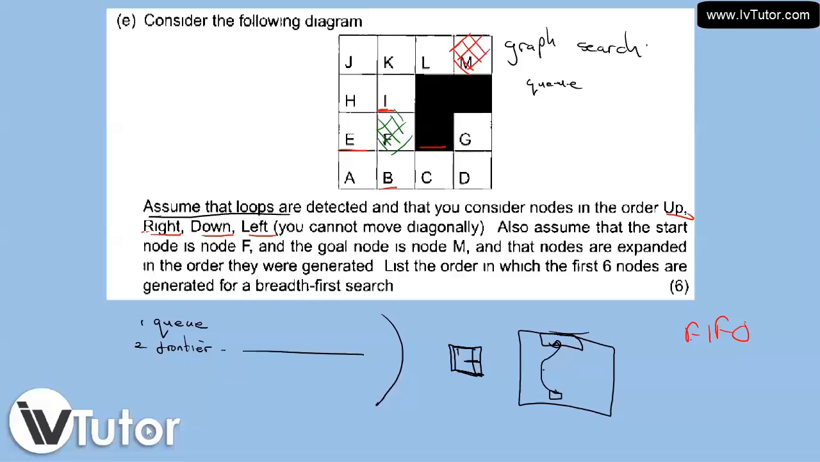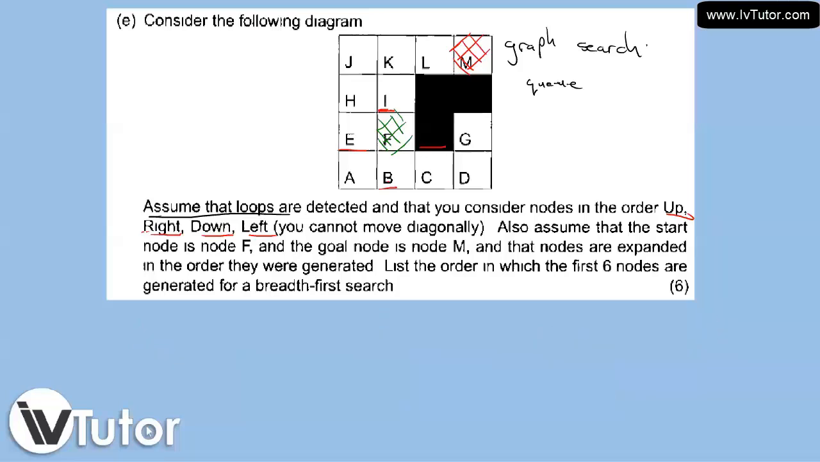List the order in which the first 6 nodes are generated for breadth first search. What will breadth first search do in this scenario? Breadth first search, we say, will go one level at a time. If you are starting at F, what are the children nodes? The first one is going to be I, which is up. Right, there's nothing. Down there's B, and then left there is E. So these will be the first 3 nodes generated.